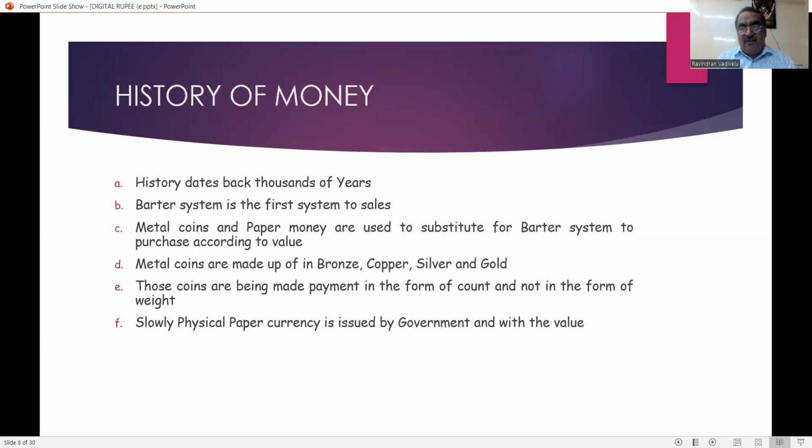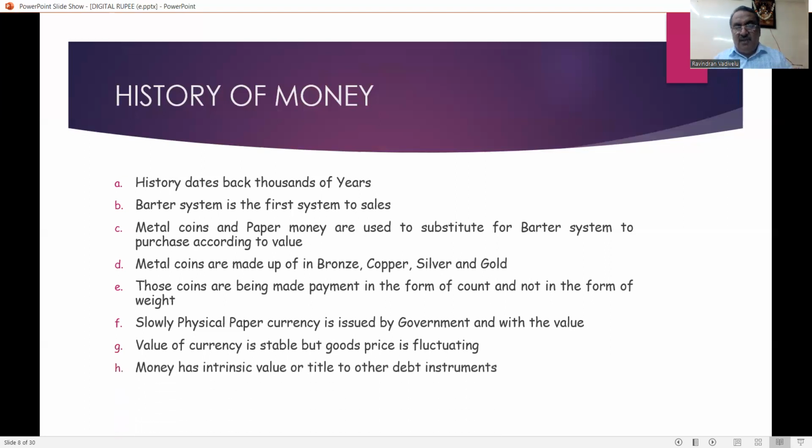But still in our India, not only in our India, in all countries, we are having the metal coin concept in a small tender, say 1 rupee, 2 rupees, and not for the higher denominations. And the value of currency is stable and the goods price is fluctuating. So the value of the money is stable, but the goods price may fluctuate. So this is the main history of the money.